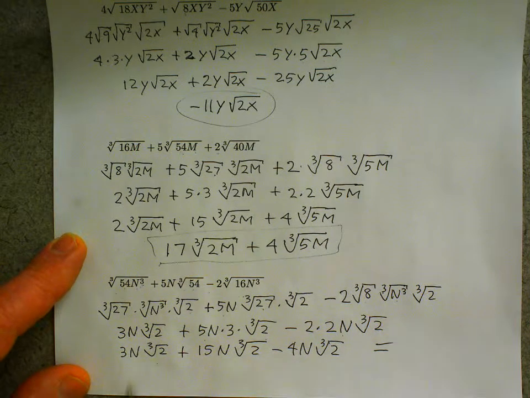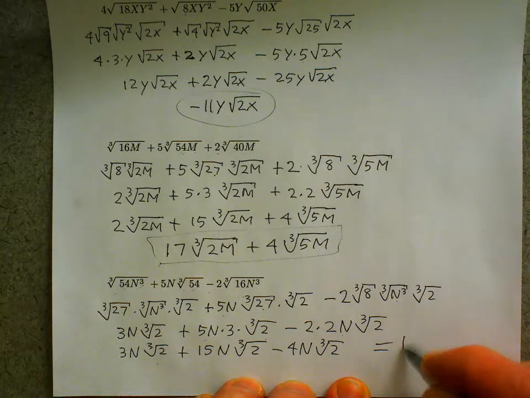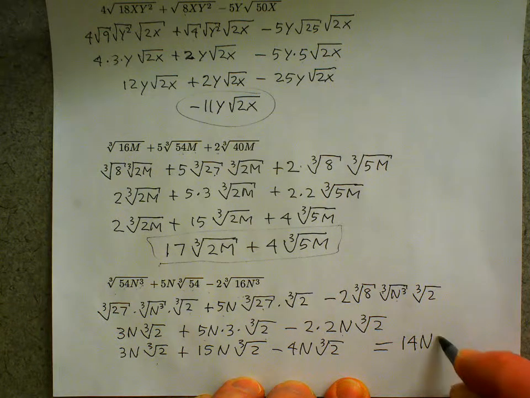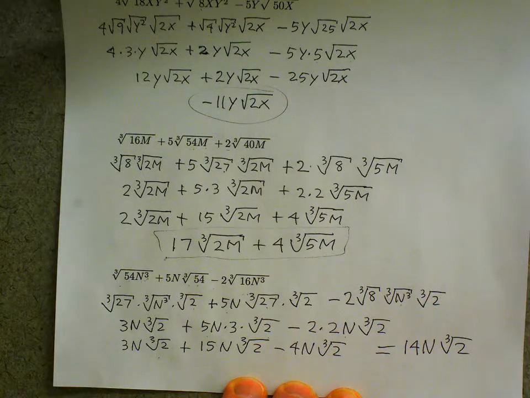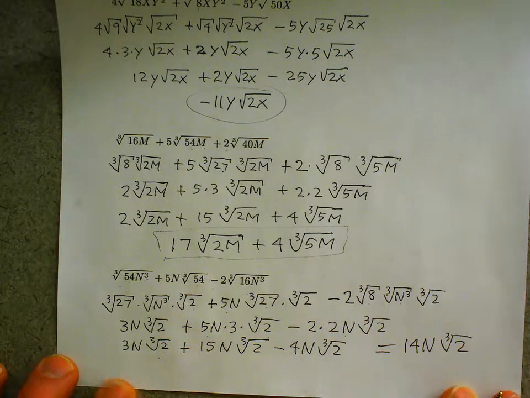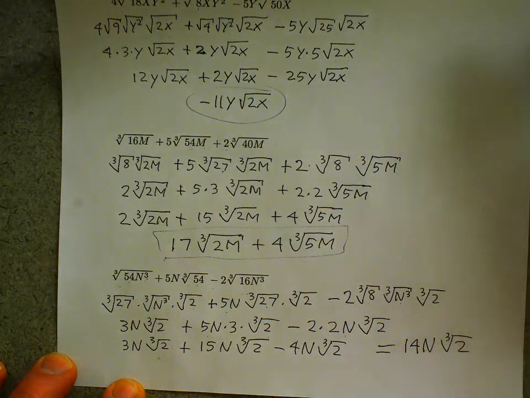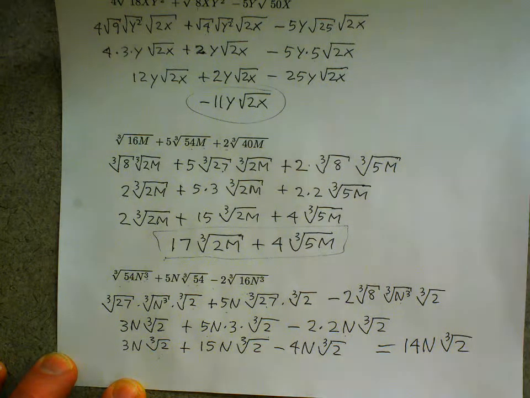And finally, we can combine all three into one. So we're adding 3 of those terms plus 15 more. So up to here we have 18. And then we're subtracting 4. So we get a total of 14 times n times the cube root of 2. Okay, that concludes our sample of adding and subtracting with like radicals. So now we'll look at some multiplication.